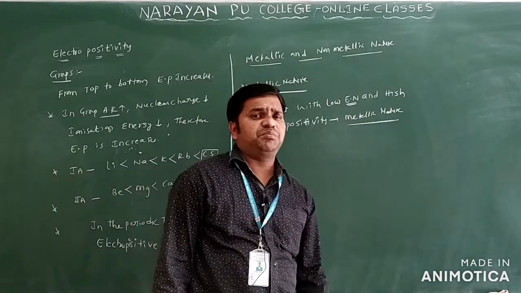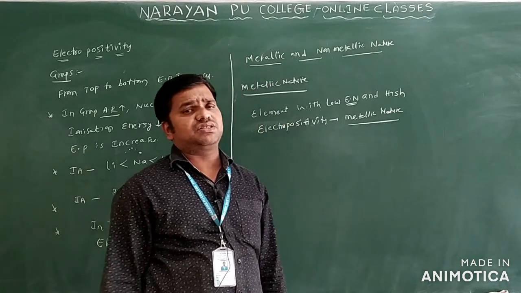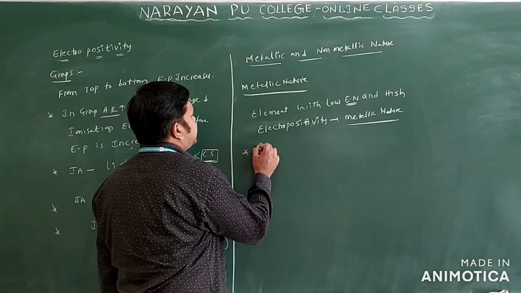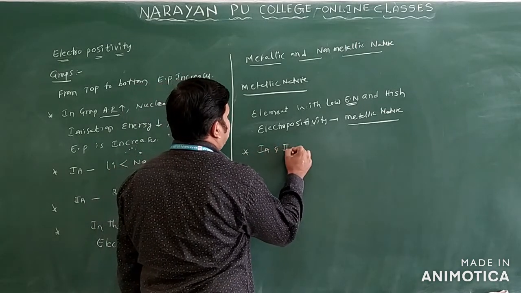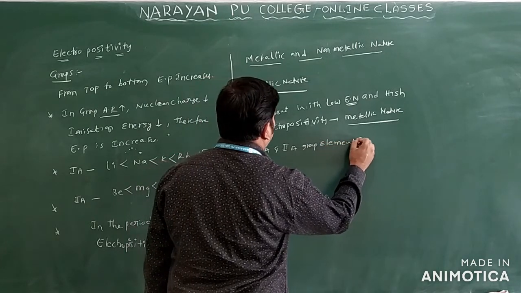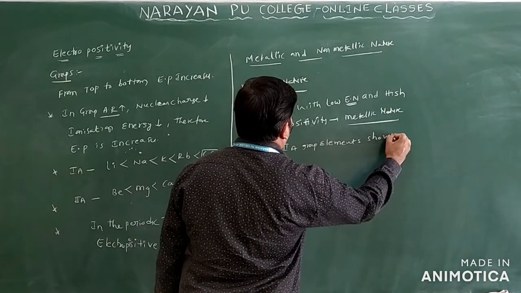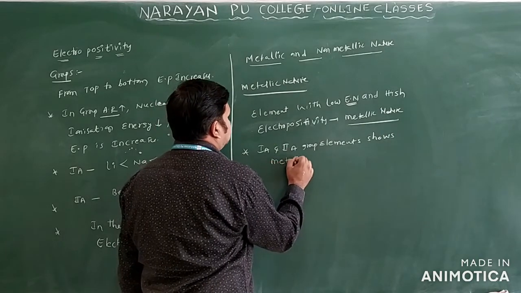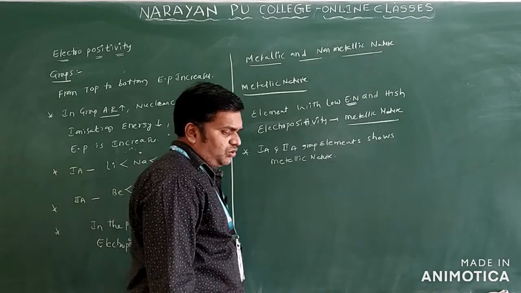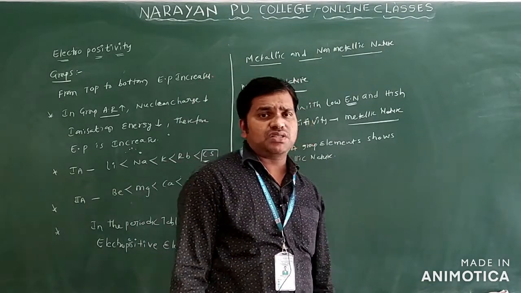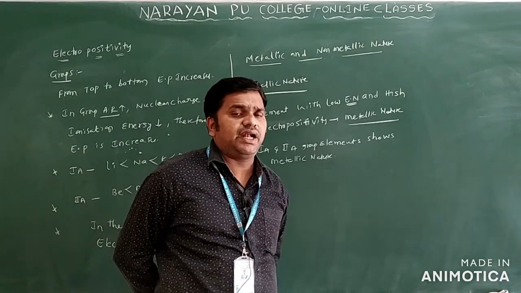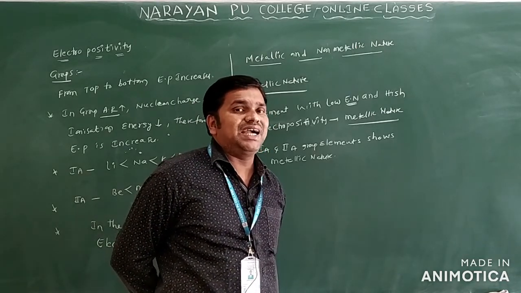Generally, the periodic table contains metals, non-metals and metalloids only. Mainly we can say first A and second A group elements show metallic nature only. They will generally show more metallic nature. First A group elements you are calling alkali metals, second A group elements you are calling alkaline earth metals only.